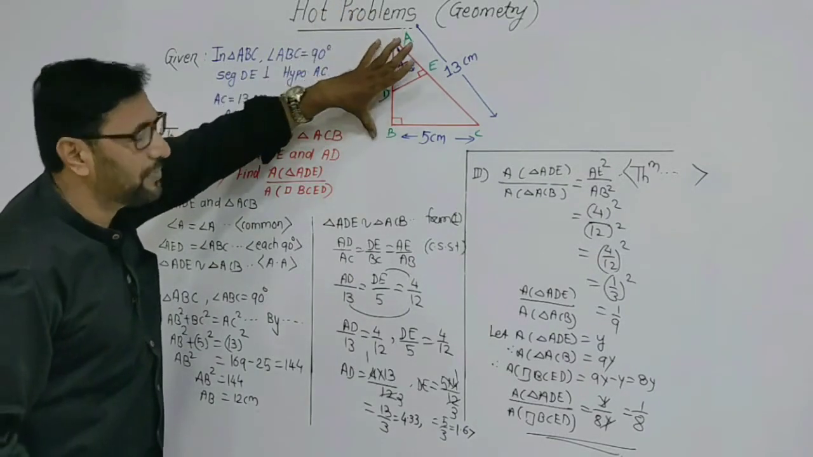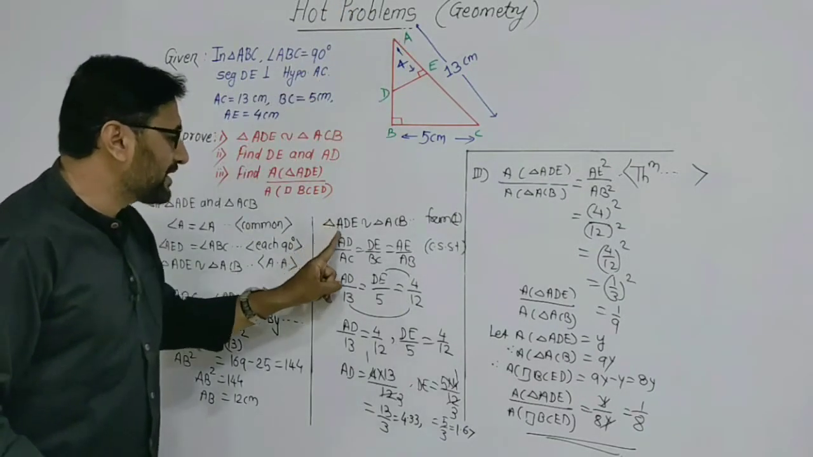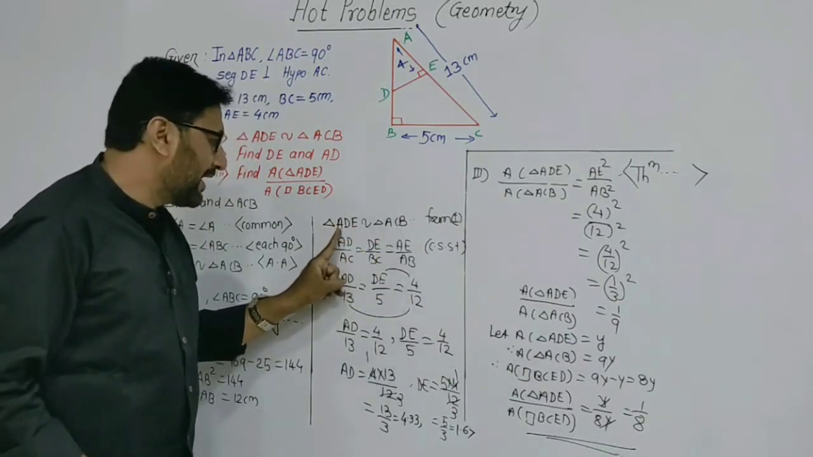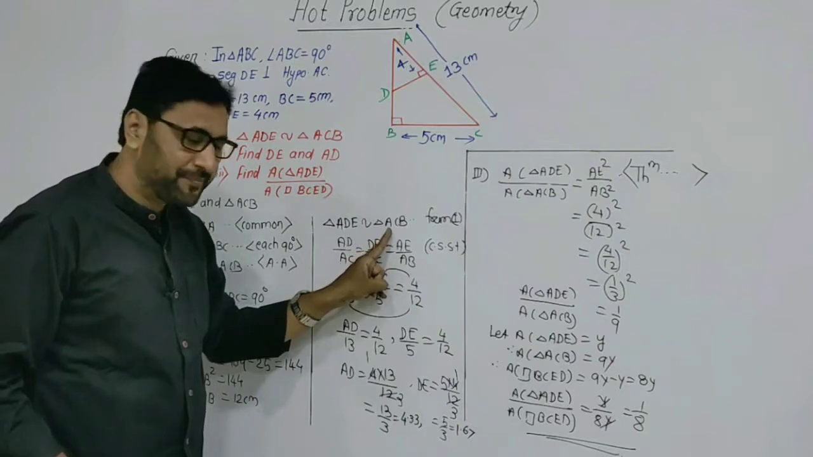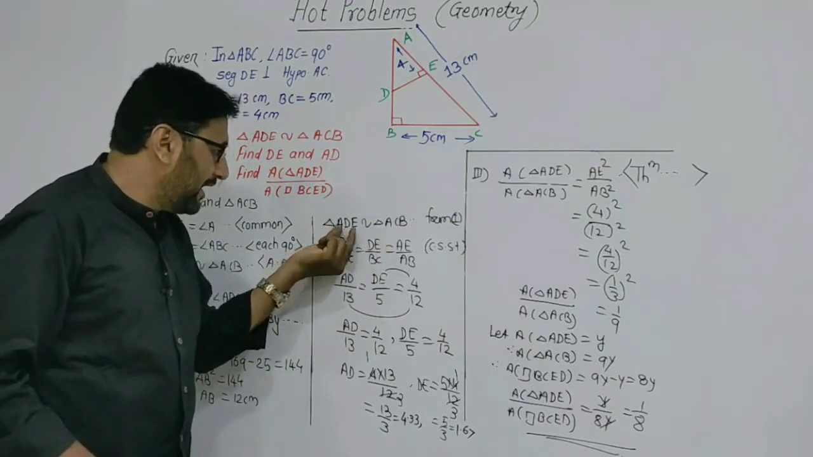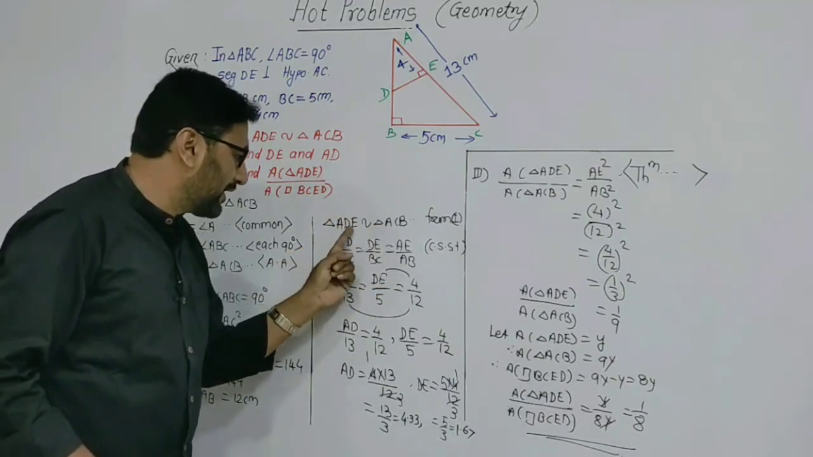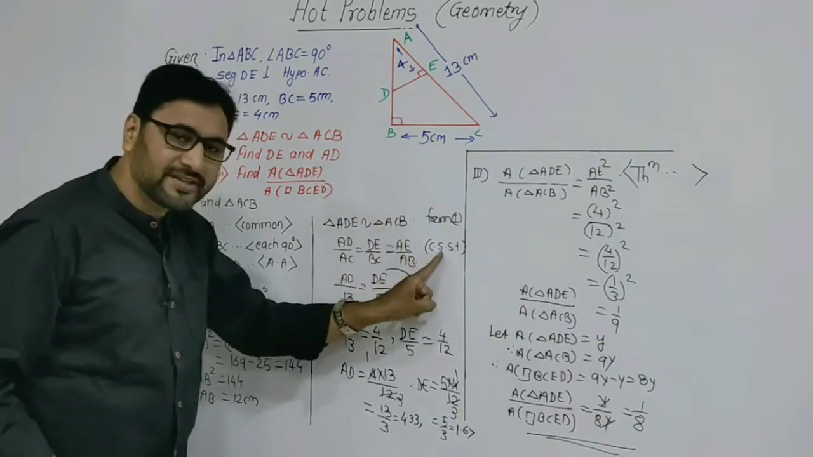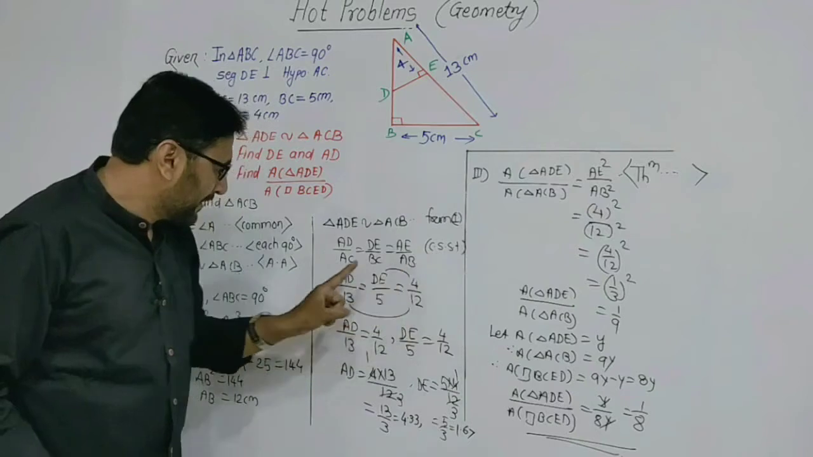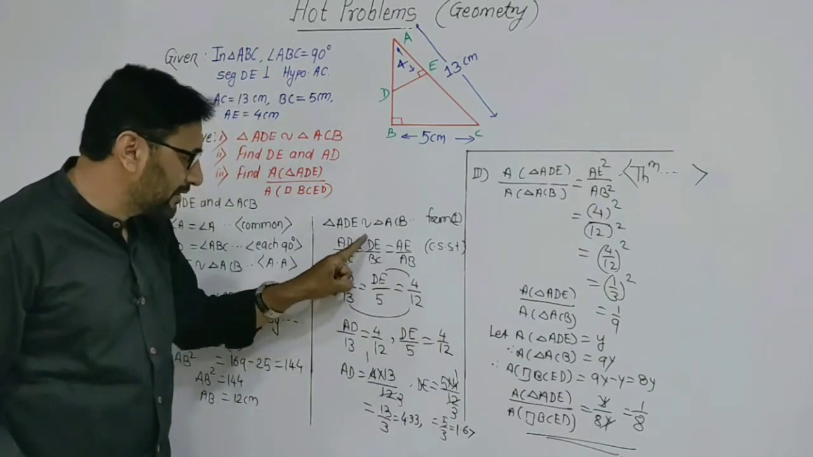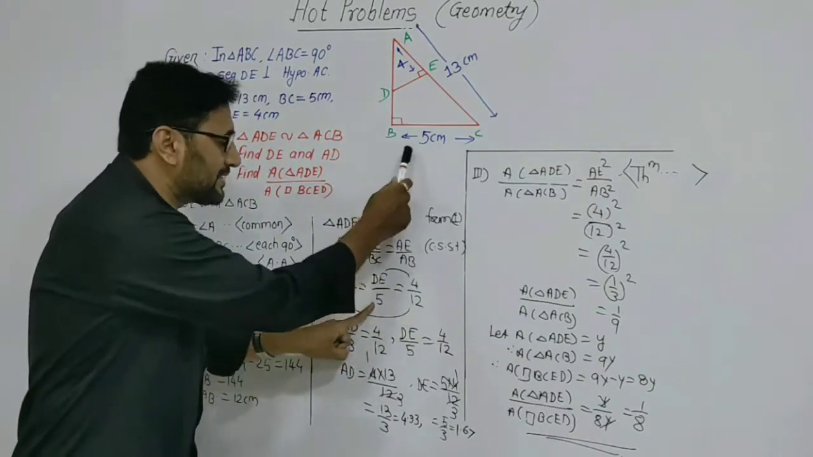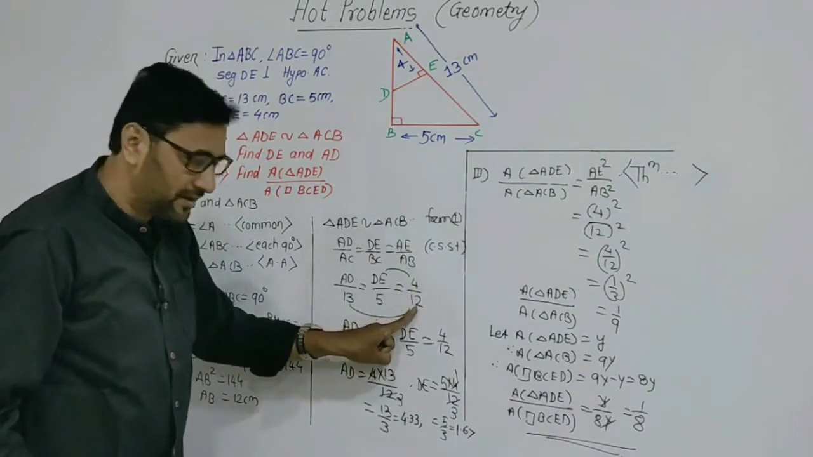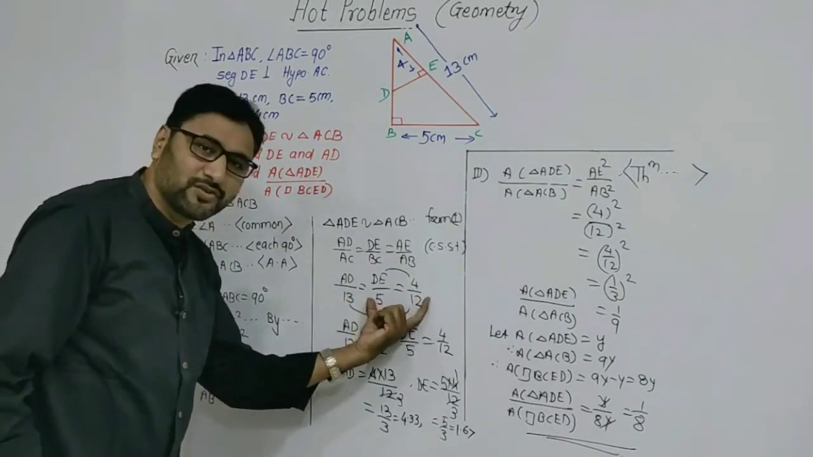Once you get AB, you can take corresponding sides of similar triangles. You know, already we have proved triangle ADE is similar to triangle ACB. Therefore, AD upon AC is equal to DE upon BC is equal to AE upon AB, corresponding sides of similar triangles. So AD upon 13 is equal to DE upon BC, because we know BC is 5 and AE is 4, AB is 12. Take these two pairs and these two pairs.